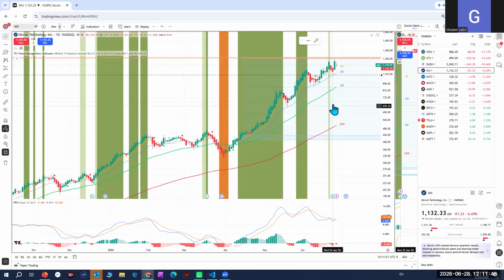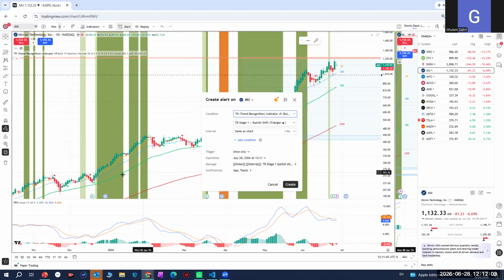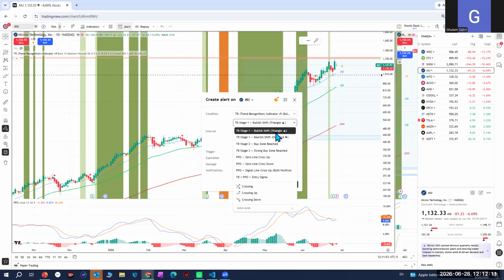So what I'm saying here, next time when it comes to the 1000 level, it will send you an alert through your profile, whatever the email or mobile phone number you have. Okay. Not only this, you can also set an alert on our TR indicator itself. For example, on Micron, whenever a first stage TR signal triggers right here, you can have a first stage, second stage, third stage PPO price, or TR plus PPO entry signal, where the PPO crosses a level.